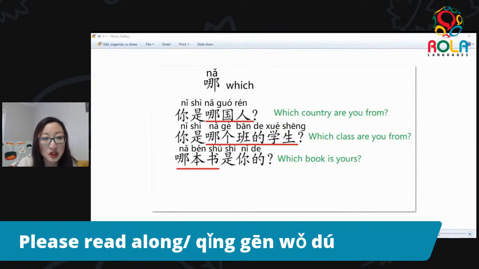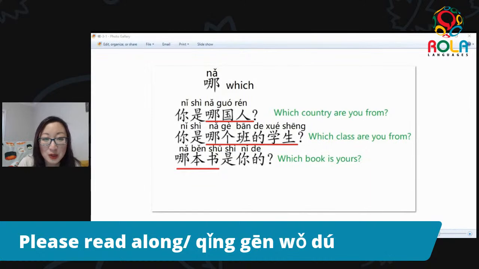All right, first one, 你是哪国人? Which country are you from? Next one, 你是哪个班的学生? Which class are you from? But since we have the word 学生 in the sentence, this question is directed to a student, of course.